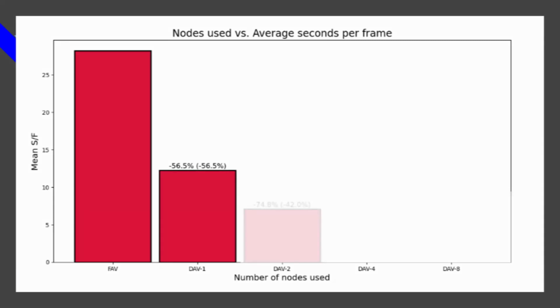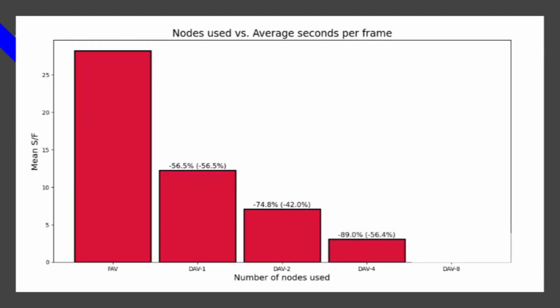DAV2 cuts that time nearly in half, stylizing videos in about 7.1 seconds per frame. DAV4 cuts that time in half yet again, stylizing videos in about 3.1 seconds per frame. Finally, DAV8 yields further speedup, stylizing videos at about 2.2 seconds per frame, or 92.1% less than FAV. As you can see, there appears to be a diminishing returns effect between DAV4 and DAV8.